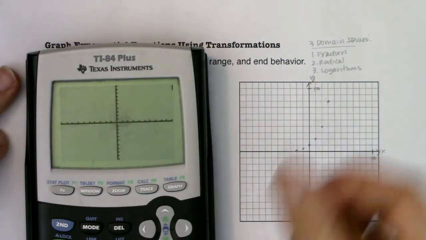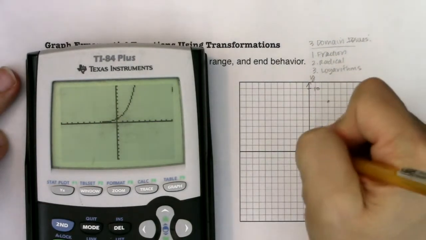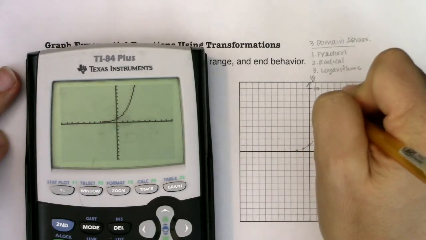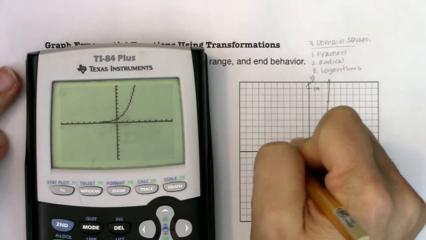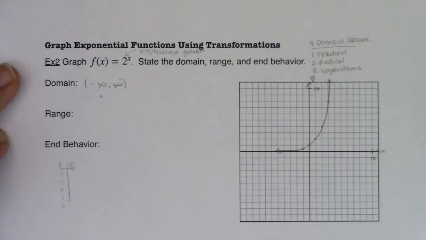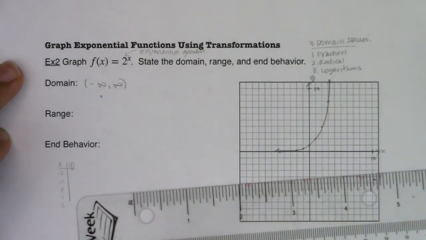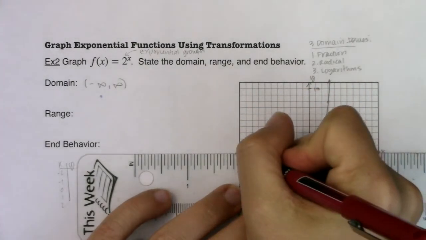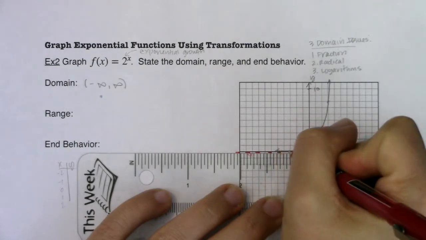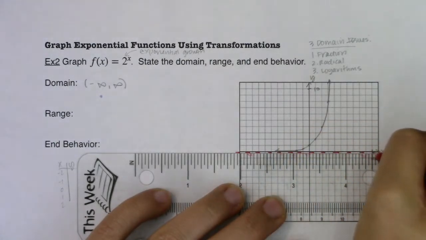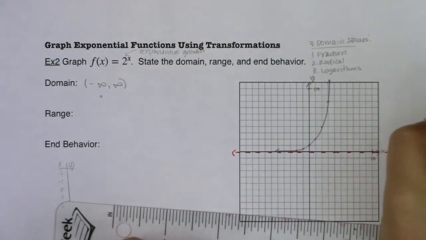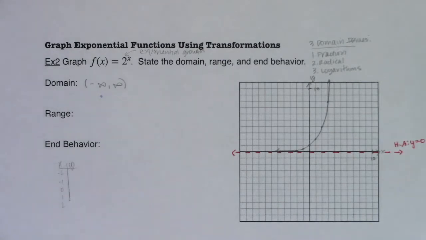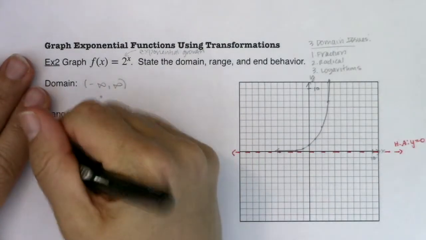Let me go ahead and hit zoom 6. And I think the graph's going to look like this, and there it is. So let me go ahead and draw that in. Okay. And I can see that horizontal asymptote there. So I'm actually going to go draw that, and then we'll just have a quick chat about the end behavior. So there's my horizontal asymptote y equals 0. Now, I only have that horizontal asymptote on the left side of my graph. So I do want to denote that.